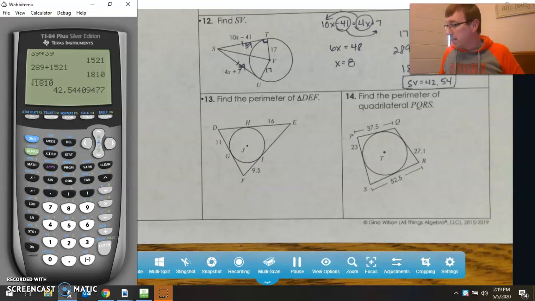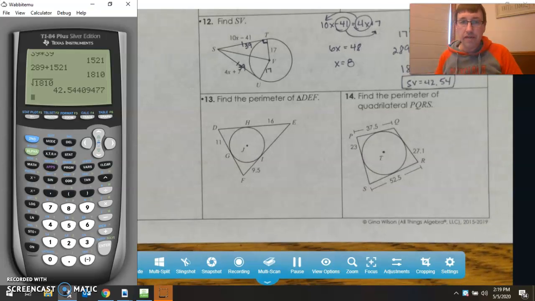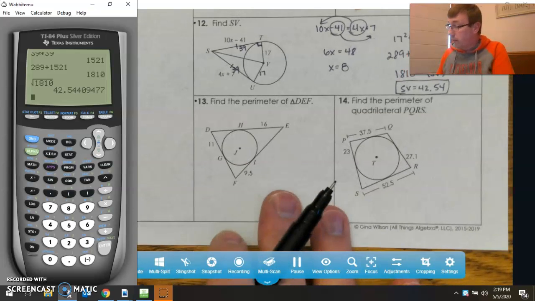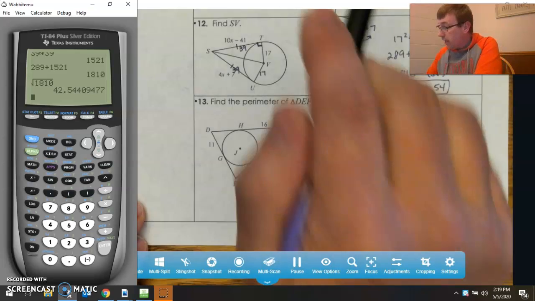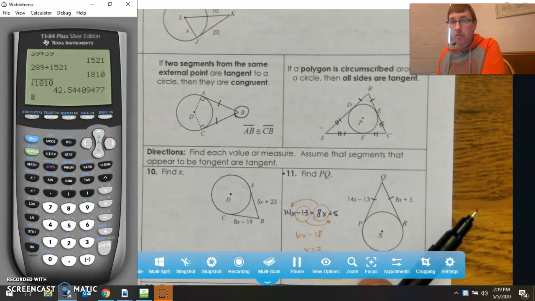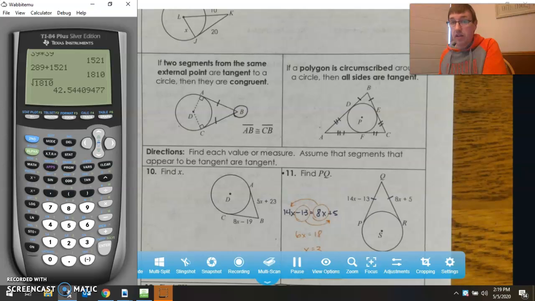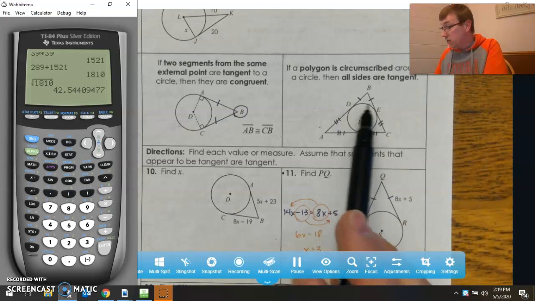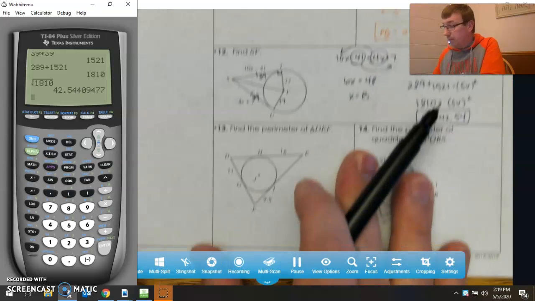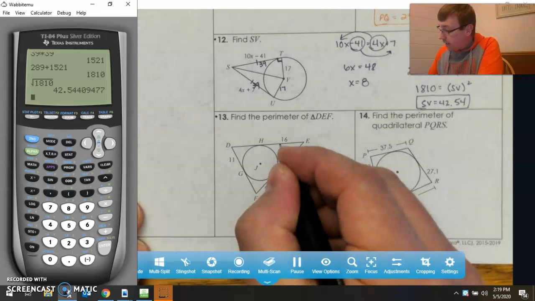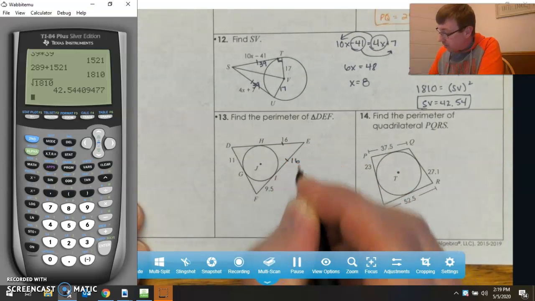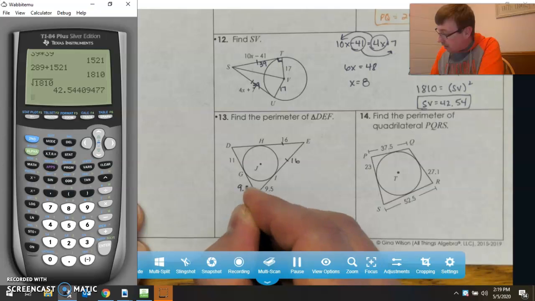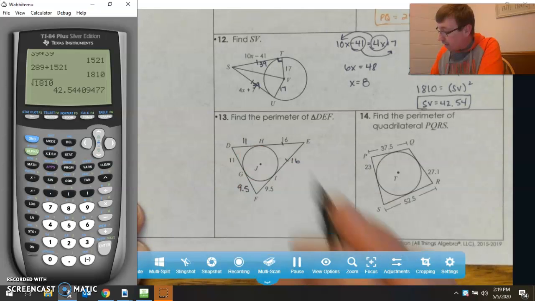Now, my last example for this video, we're going to talk about number 13. Find the perimeter of triangle DEF. Well, we know that if a polygon is circumscribed around a circle, then all sides are tangent. Okay, and if all sides are tangent, that means they are all equal. So if I look at that here, I know this side will be the same as this side, so that's 16. This is 9.5, and this is 11.